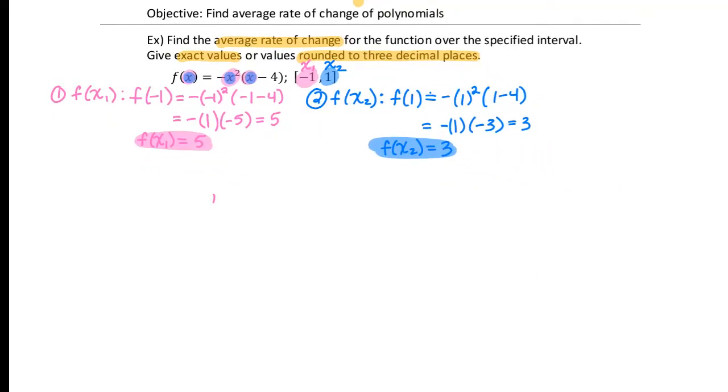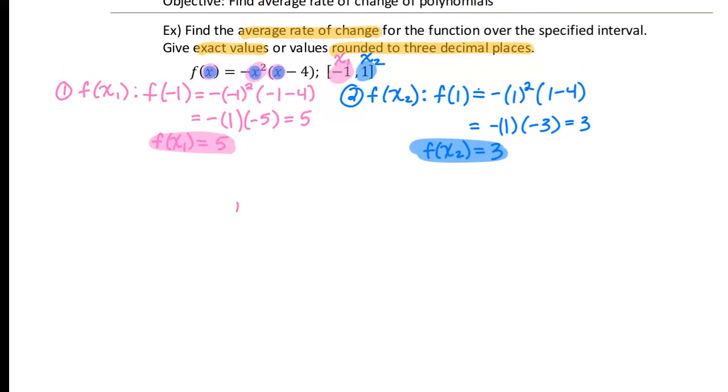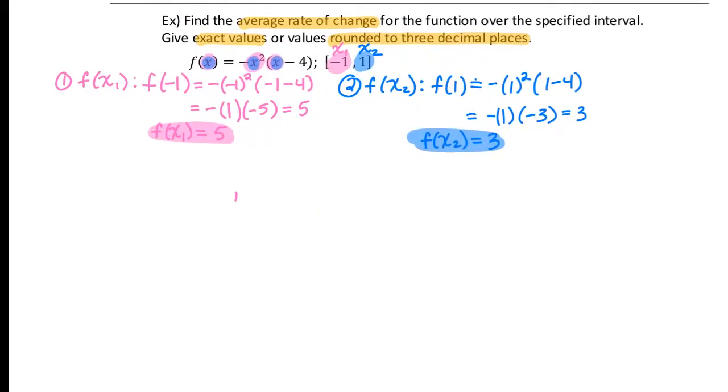Okay. Then once I have those two values, then I need to calculate the average rate of change. So for the average rate of change, my formula is, let me zoom in a little bit. My formula is going to be f of x2 minus my f of x1 over my x2 minus the x1.